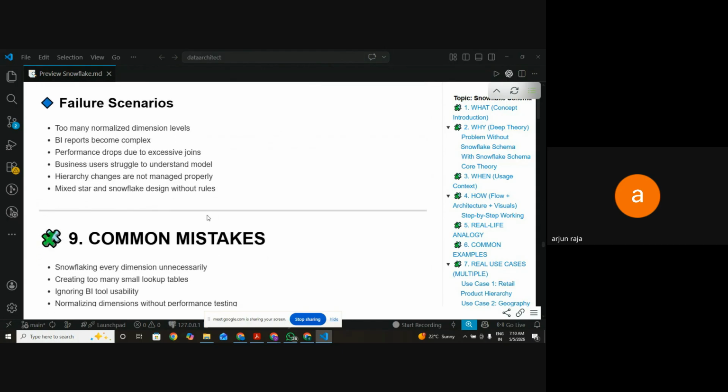Failure scenarios: too many normalized dimension levels. BI reports become complex, and performance drops due to excessive joins. Business users struggle to understand the model. Hierarchy changes are not managed properly. Maintenance.